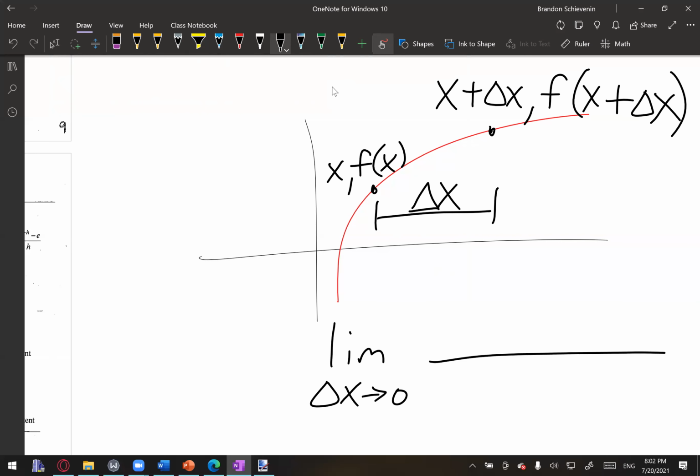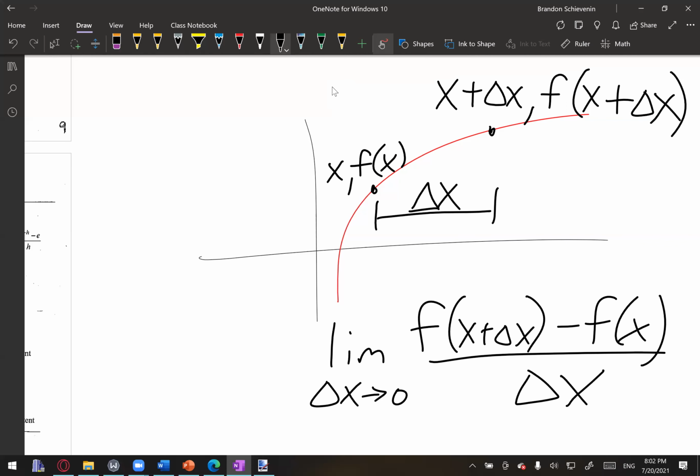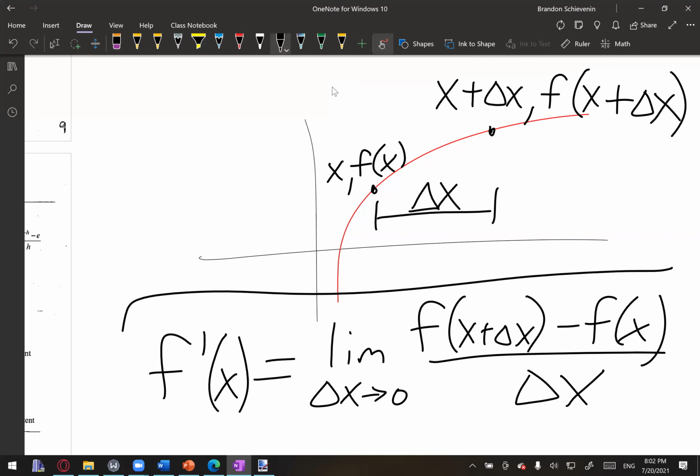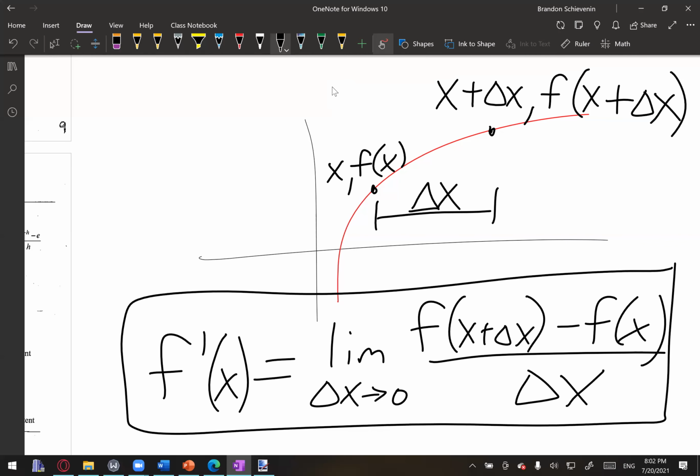of the slope between these 2 points, or y2, f of x plus change in x minus y1, f of x over x2 minus x1, which would be x plus change in x minus x, which means the x's would cancel and I'd be left with change in x. Then I would end up with the slope at a single point instead of the slope between 2 points, because if there's no distance between the 2 points, then I'm getting the slope at 1 point. This is our definition of a derivative.